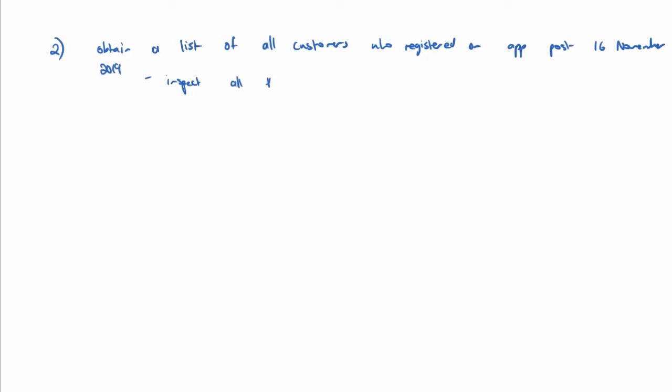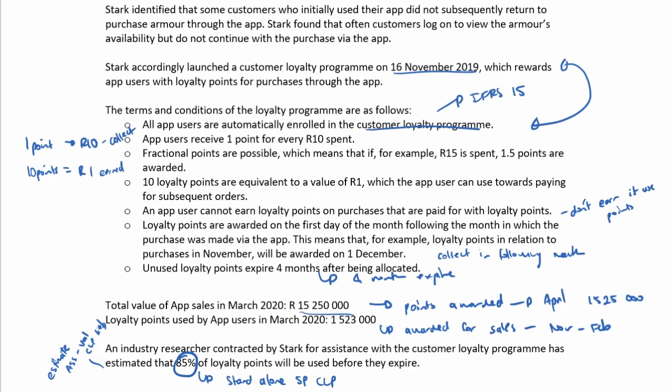So question 2, I'm going to say obtain a list of all customers who registered on the app post 16 November 2019 and inspect that all these customers appear on the list of customers included in the customer loyalty program. And that's my first procedure done.